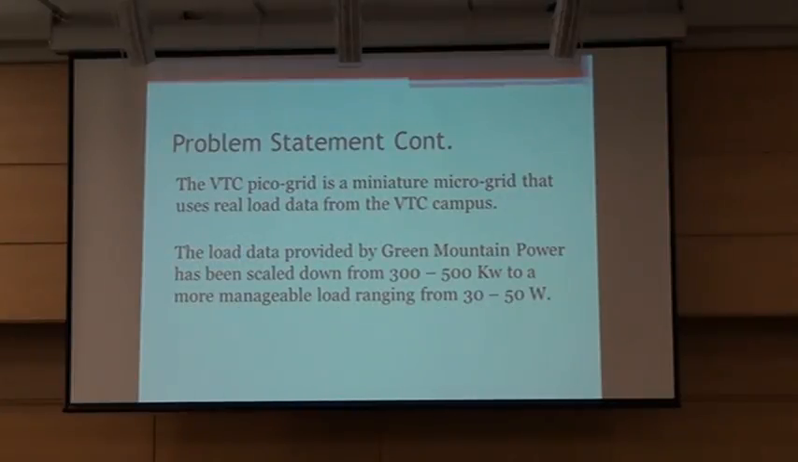So for our load data, we decided to collect Green Mountain Power's data for the VTC campus. Now, what they collected was 300 to 500 kilowatts of energy used every hour. That was too much for us, so we scaled it down to 30 to 50 watts. So when the VTC campus is consuming 300, our model is consuming 30. Likewise, for 500, it would consume 50. This is why we're calling it a Pico-Grid. It's a very small, scaled-down version of a regular grid.